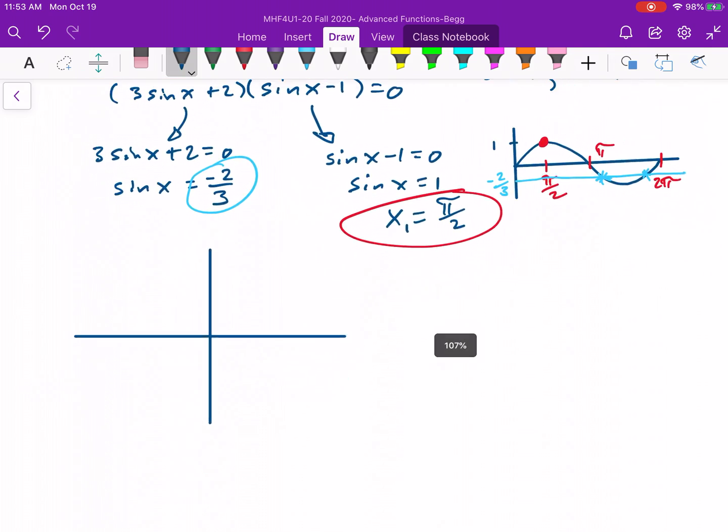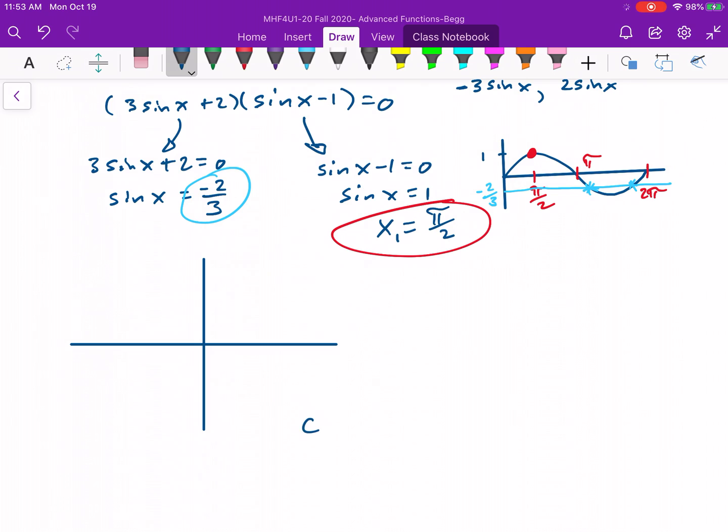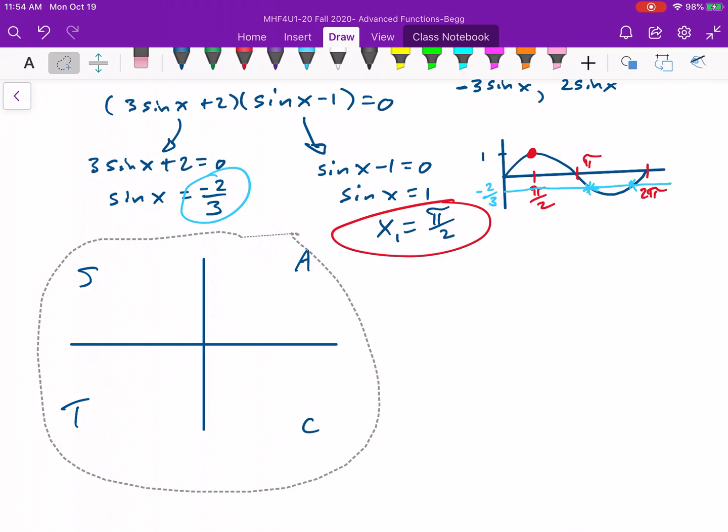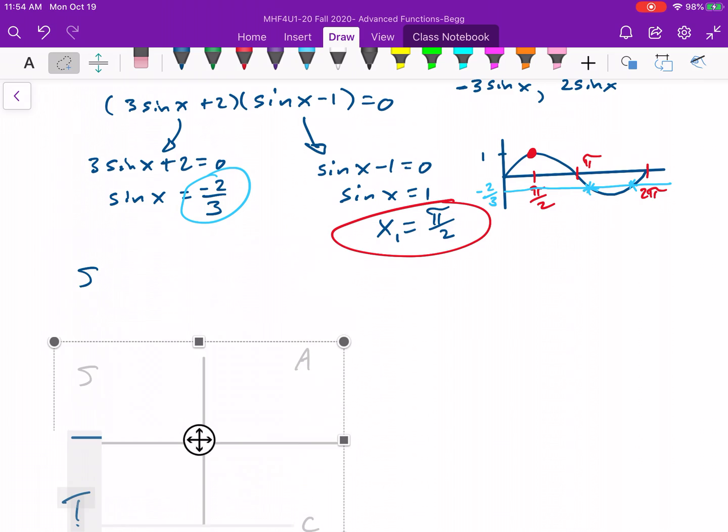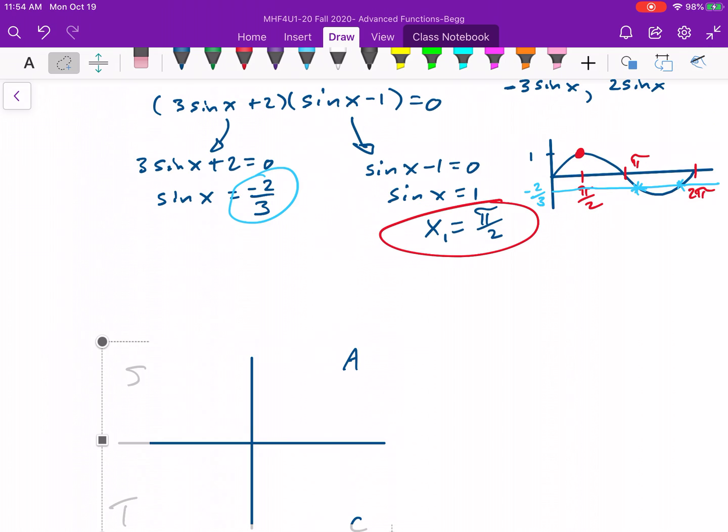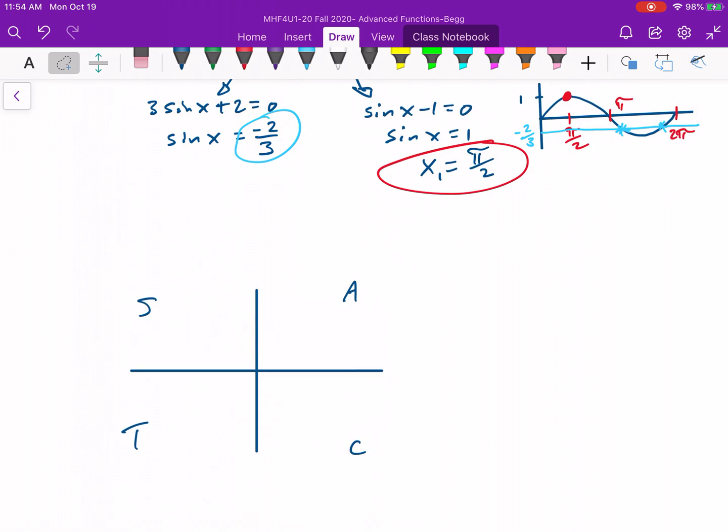So, CAST rule. I guess maybe I'm getting a bit ahead of myself here. What I want to do, let's move this down a bit, because I think I'm going to want a bit more space now that I think about it. So, as I was mentioning a minute ago, we should get the related acute angle always. So I'm going to say sine beta equals positive 2 over 3, and then I'll find that related acute angle and I'll stick it onto the Cartesian plane that I just moved.